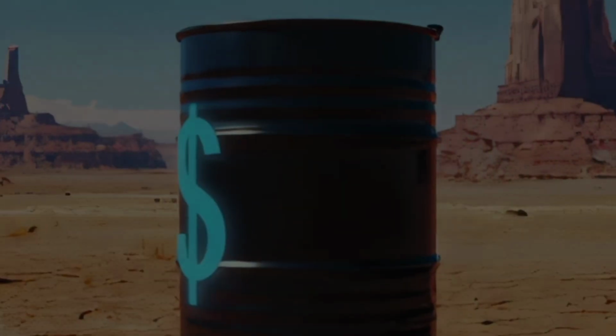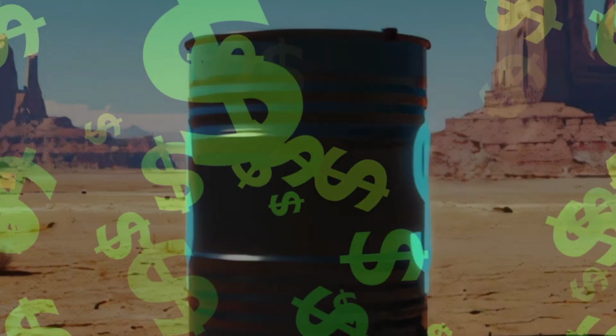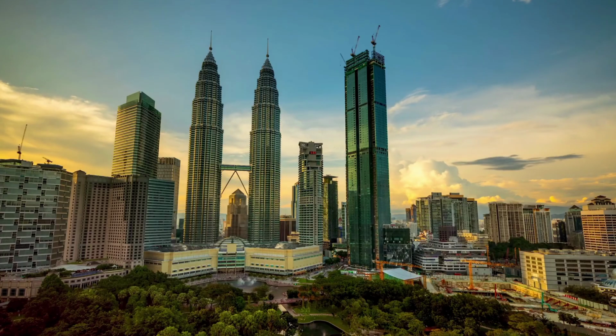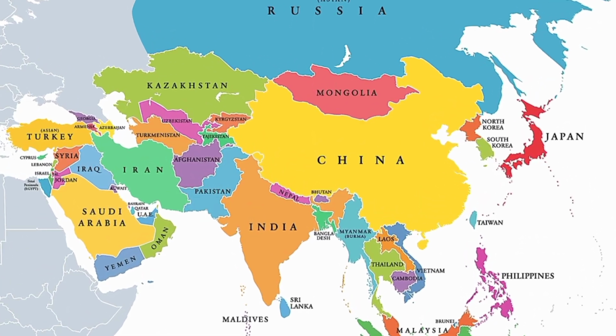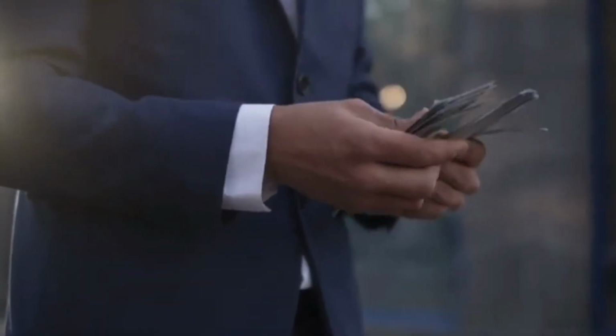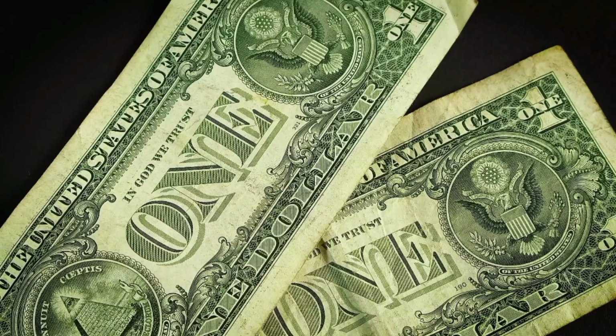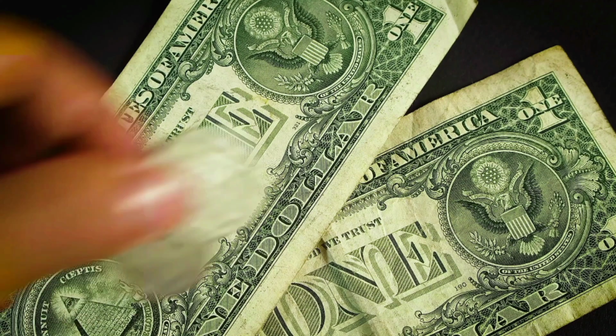The real masterstroke came with oil. The world's most critical resource began being sold only in dollars. No oil without dollars, no trade without dollars. Even countries that disagree with US policies had no choice. They needed dollars to survive economically. This created constant demand for the dollar, embedding it deeply into the global financial system.